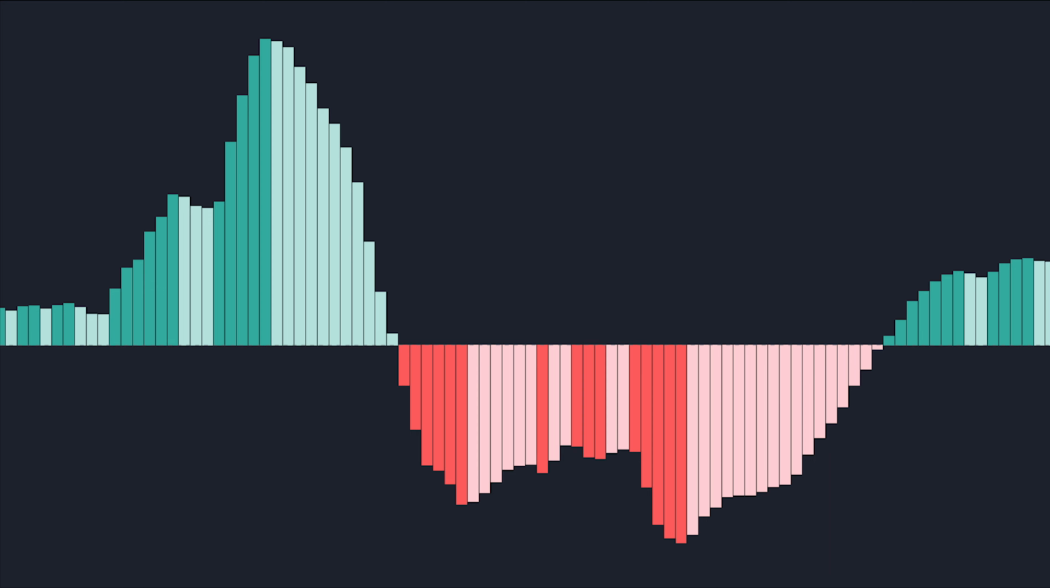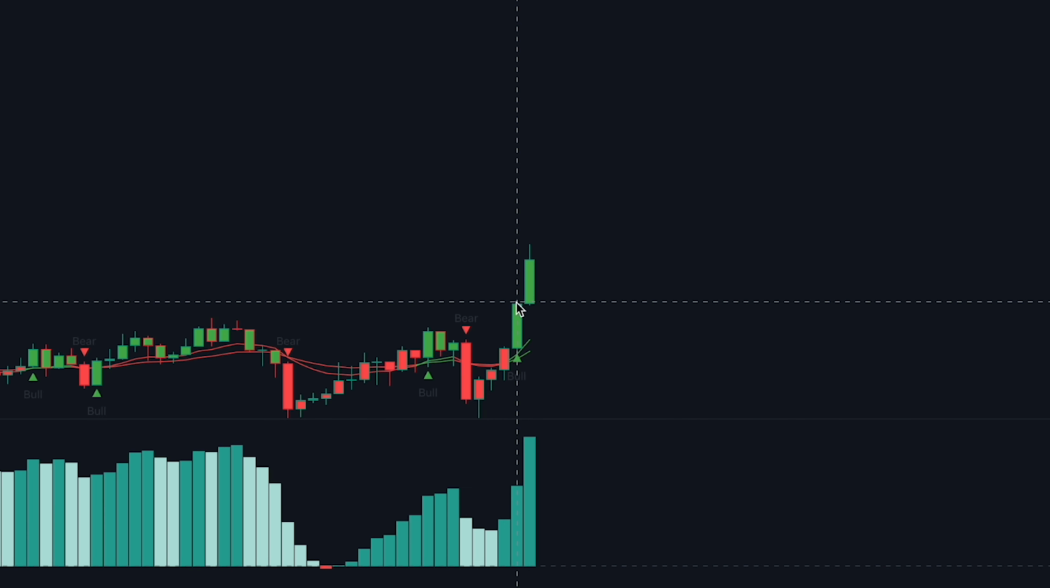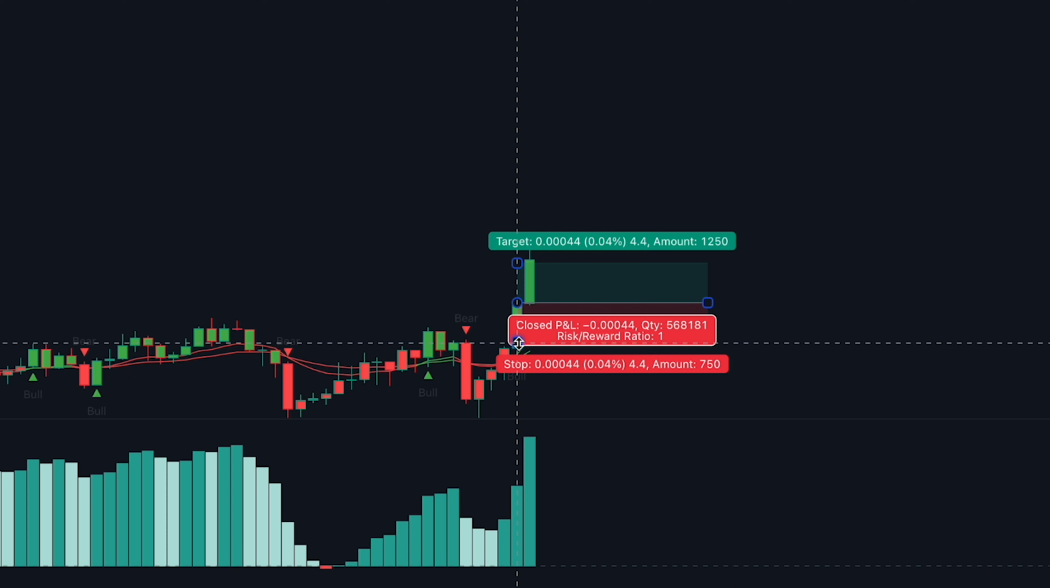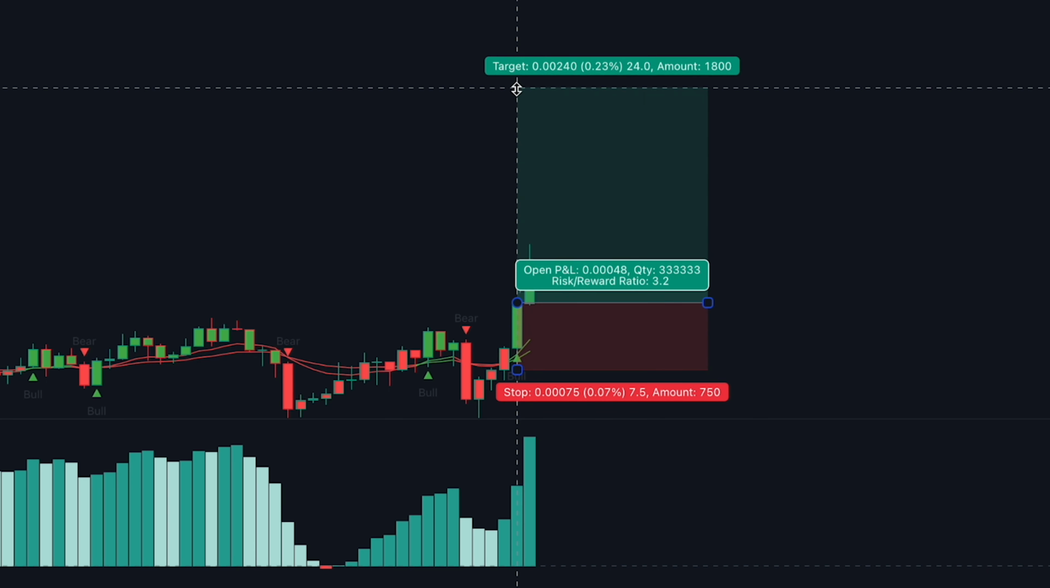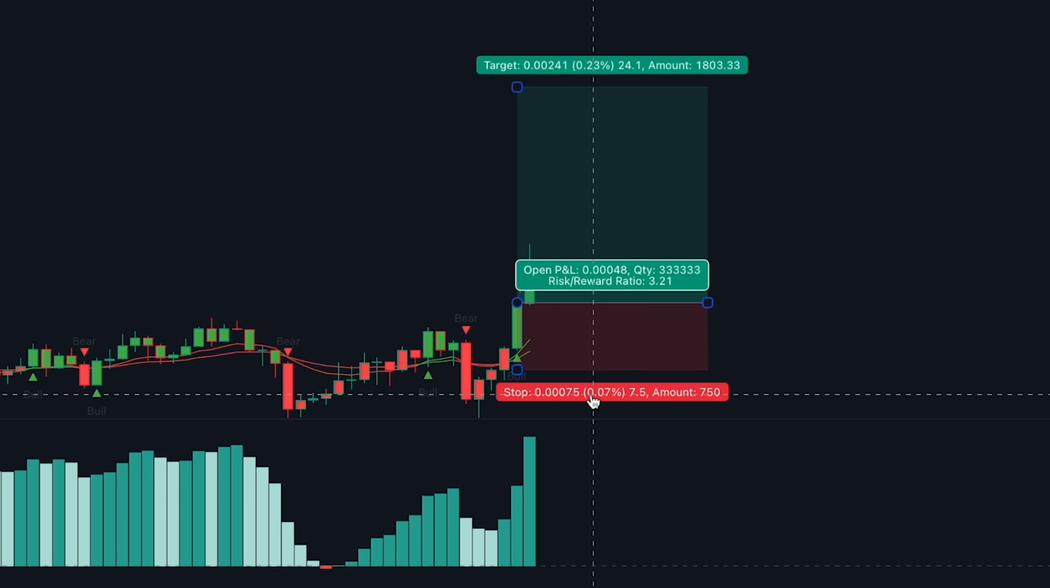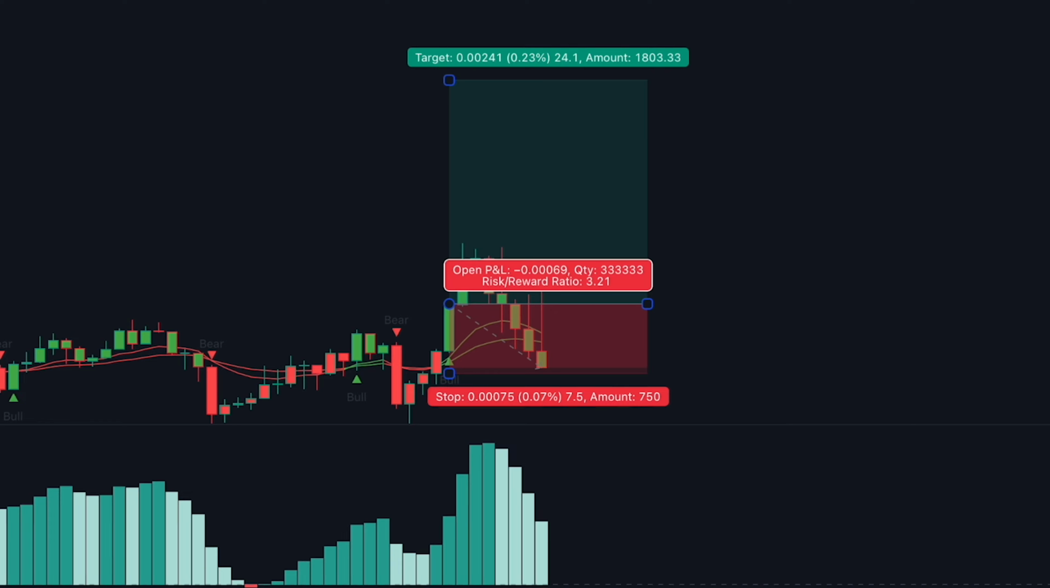And if the histogram is above the 0 line, it tells us that we are in an uptrend movement, and we should enter only long trades. Here we have a bullish signal. We can see that the MACD histogram is above the 0 line. So we're currently in an uptrend, and we're allowed to enter, so this signal is valid, and we could have entered a trade using it.